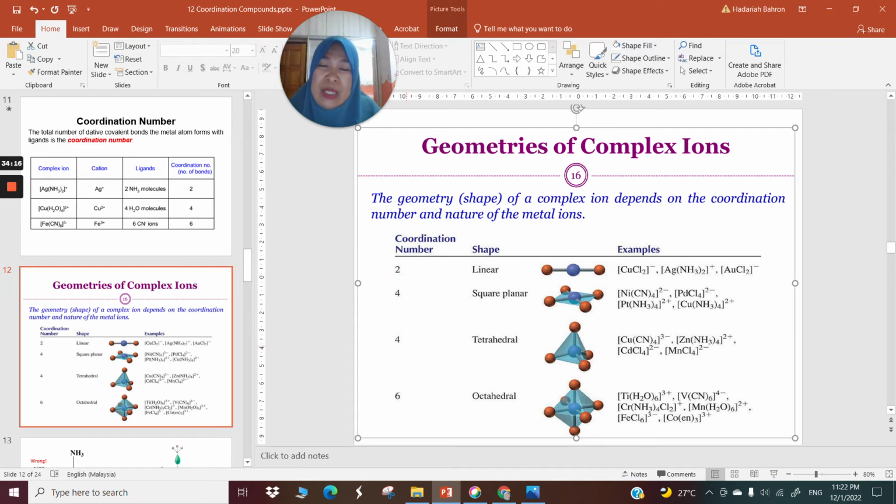For a coordination number of 4, it is possible for you to get square planar. It is also possible for you to get tetrahedral. The shape of square planar is this, and at the bottom there is the shape of a tetrahedral complex ion. And these all on the right hand side are examples of such complex ions.